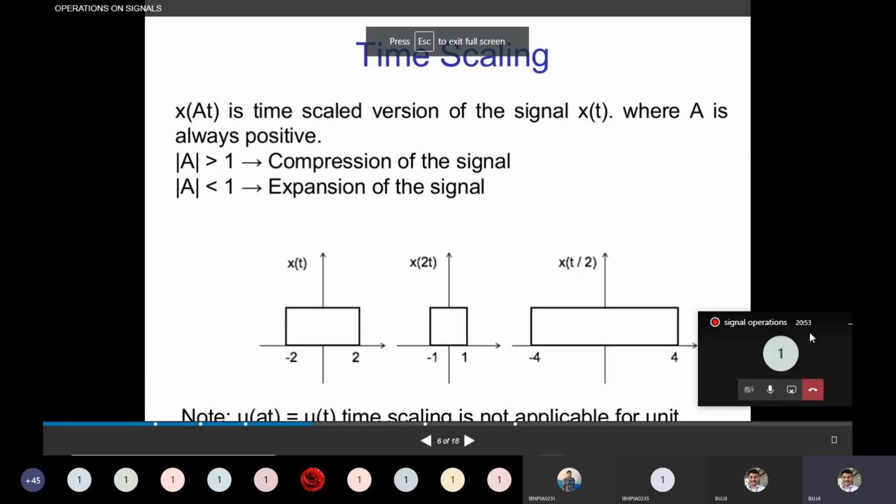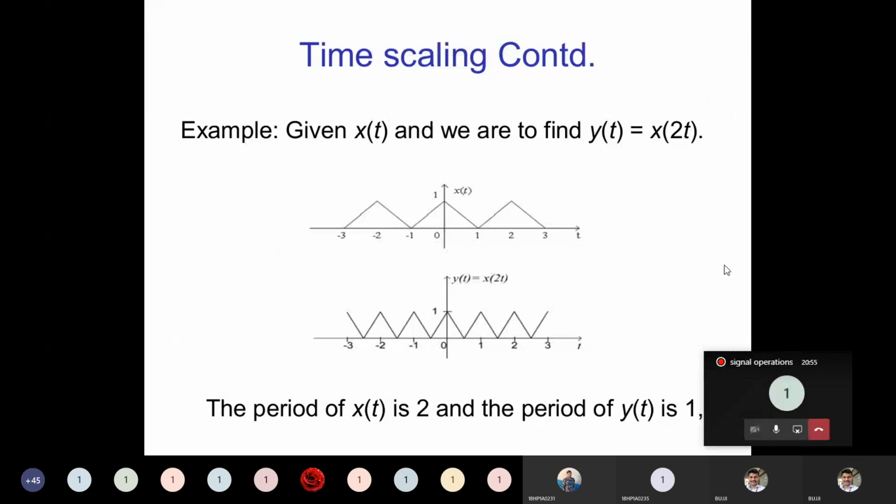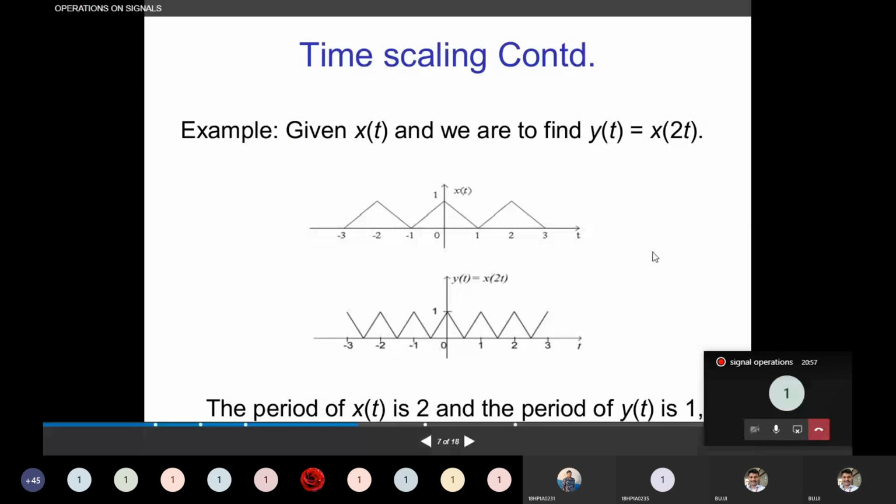Okay, we will go to the next point. Here, time scaling. Here, x of t is given. This is a triangular signal. Then what is y of t if it is x of 2t? Nothing but time is scaled by 2.